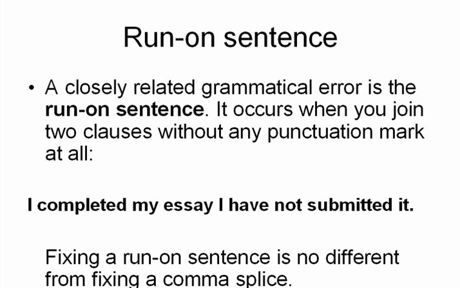A closely related grammatical error is a run-on sentence, and that occurs when you join two clauses without any punctuation mark at all. So this is the same thing. You've got one clause there and one clause here, and there's nothing here. That's a run-on sentence. So a comma splice and a run-on are very similar, as you can see. And fixing a run-on sentence is no different from fixing a comma splice.